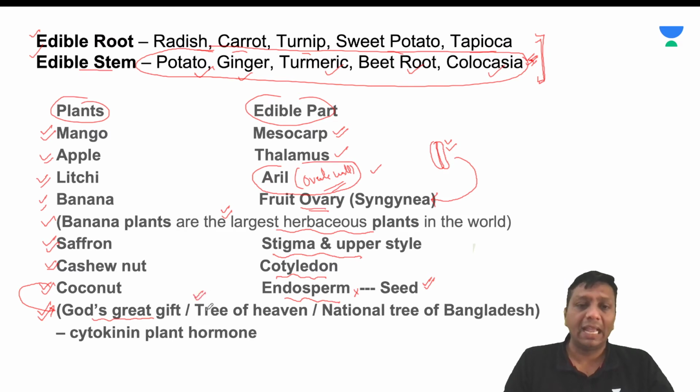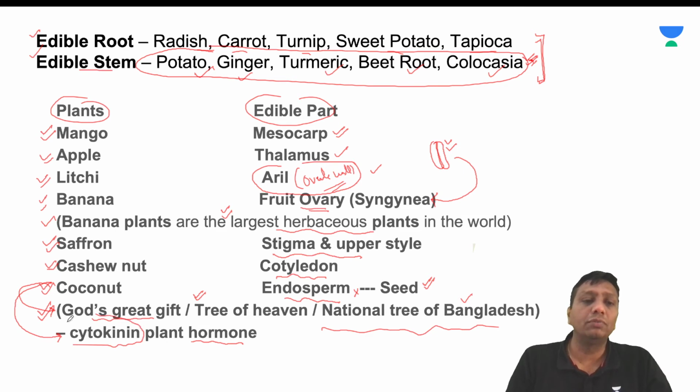Tree of heaven or heaven tree. And another one, guys, it is the national tree of Bangladesh. In the case of India, we have the banyan as our national tree, but in Bangladesh, coconut is the national tree. Coconut has a very specific plant hormone that is very nutritious and good for the growth and development of kids. Everybody, guys, this is cytokinin.